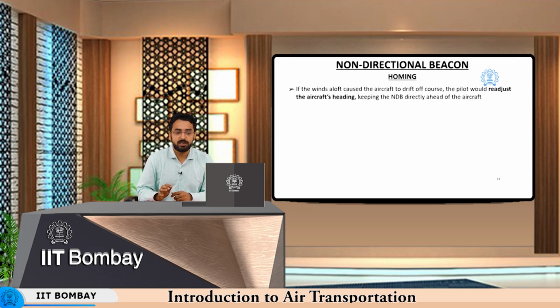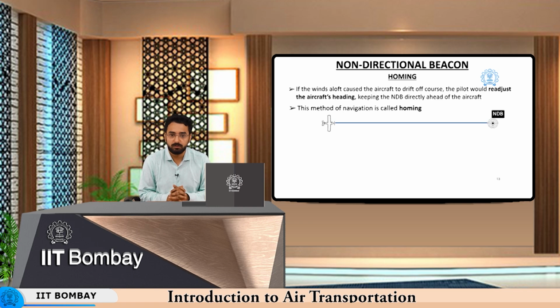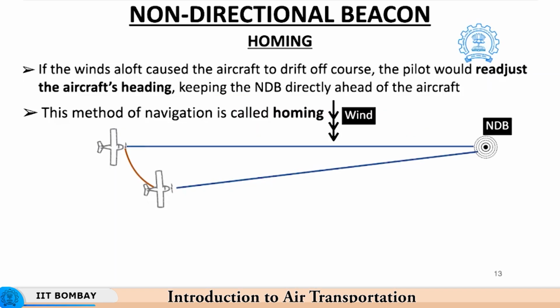There is one more usage related to non-directional beacon, that is called homing. In order to understand this process, suppose there is a true course that has been planned by the pilot between his current location and the predetermined NDB location. After a particular interval of time, the pilot realizes that the plane has drifted away from its actual planned course, and also through the wind data that he has at his disposal, he knows what the underlying wind condition is.